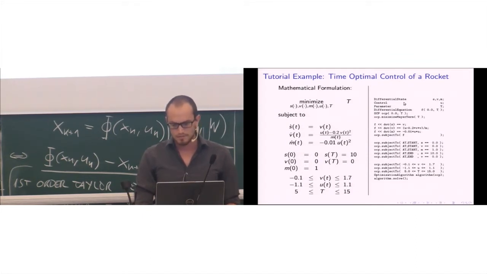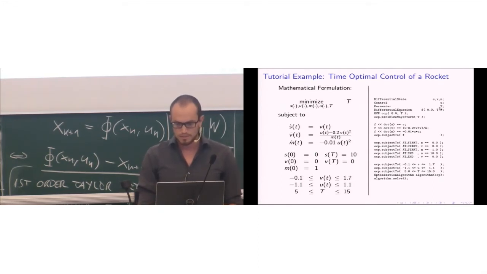We first have to define certain variables to form the expressions. We have our differential states, which are position, velocity, and mass. We have a control input u and a parameter t, which is the time we want to minimize. Now we just have to form some objects we will fill in.